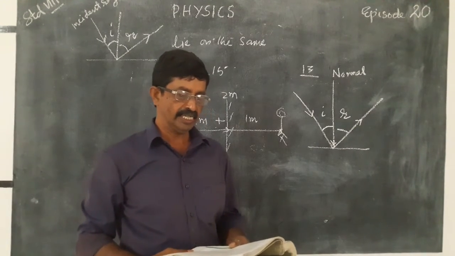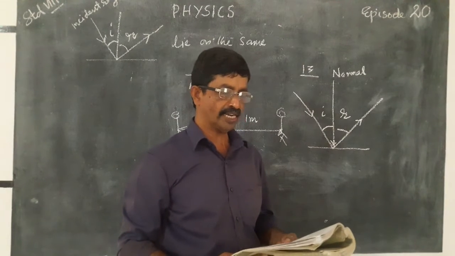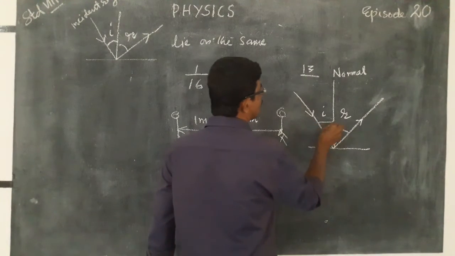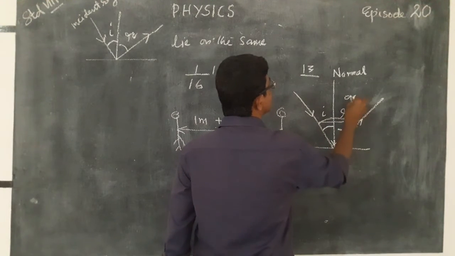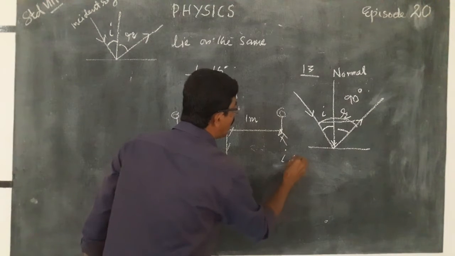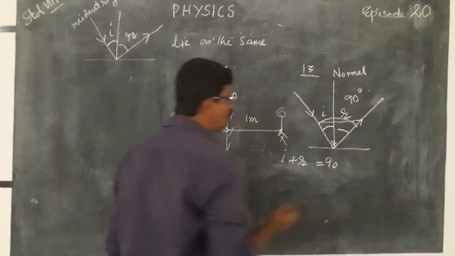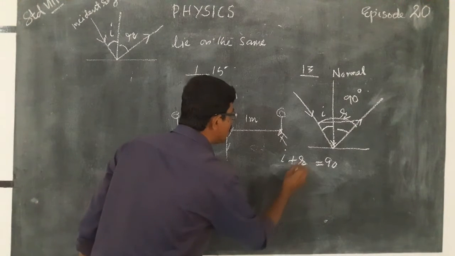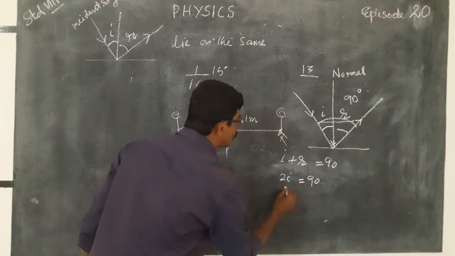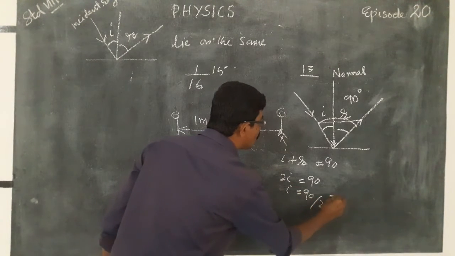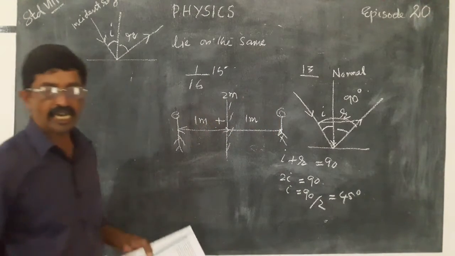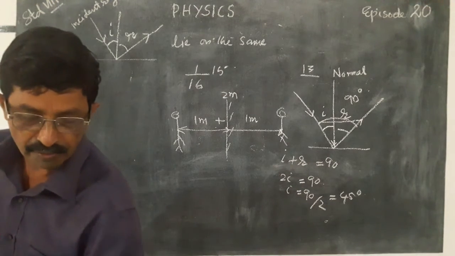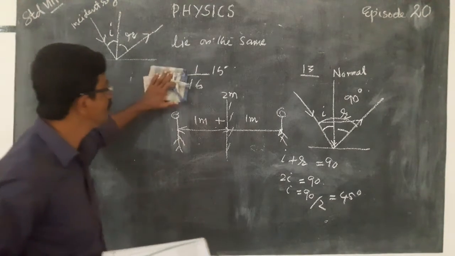Here, what is given? The reflected ray is at an angle of 90 degree to the incident ray. That means from here to here the angle is 90 degree. That means I plus R is equal to 90 degree. We know I and R are equal, so we can take I plus I, which means 2I, that is equal to 90. So I is equal to 90 by 2, that is equal to 45 degree. This is the angle of incidence. Angle of incidence in this case is 45 degree.